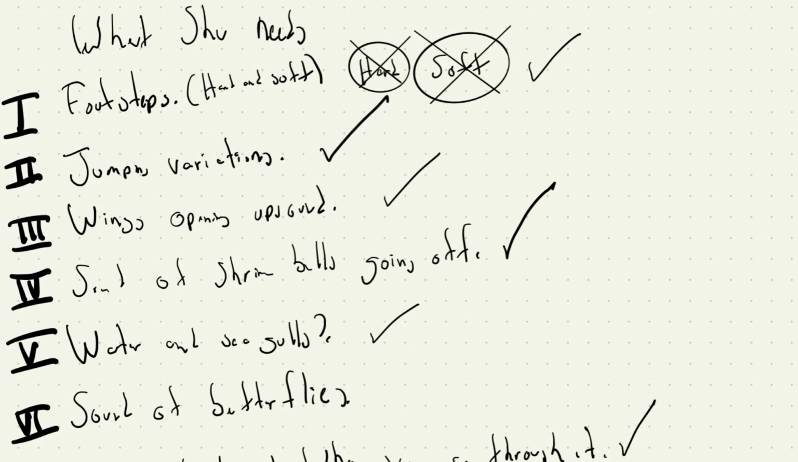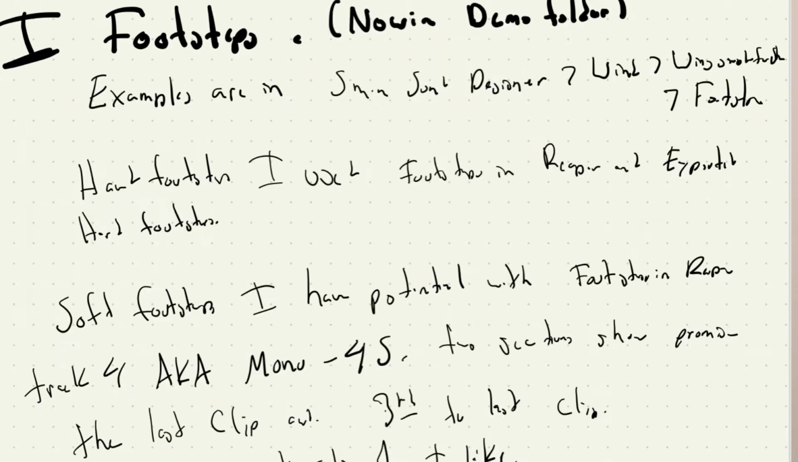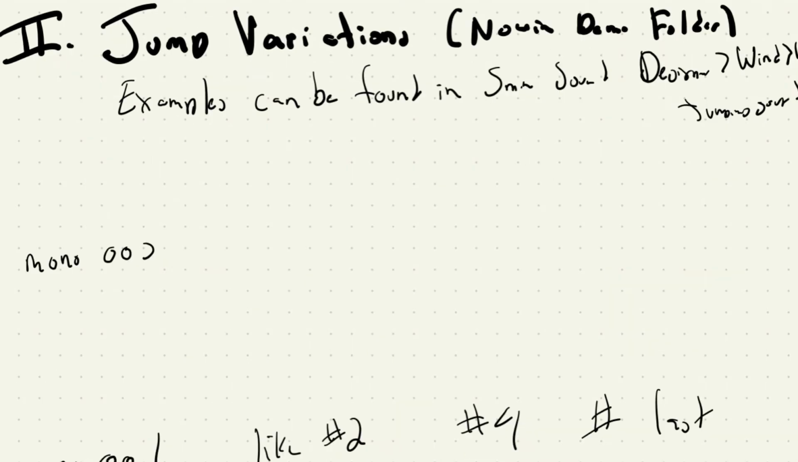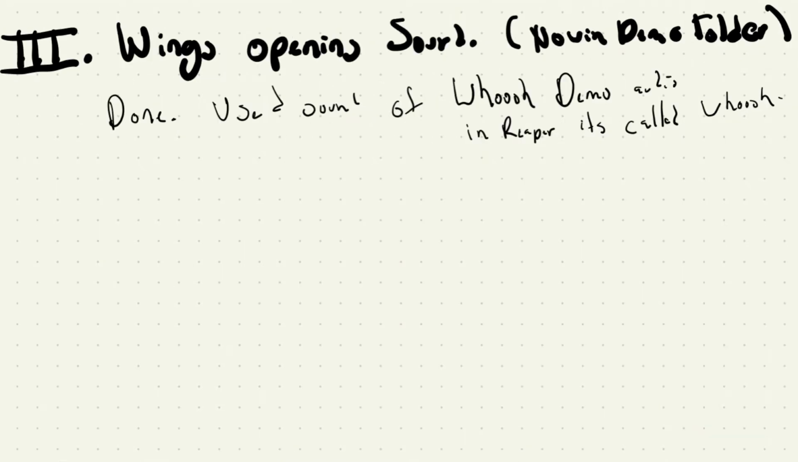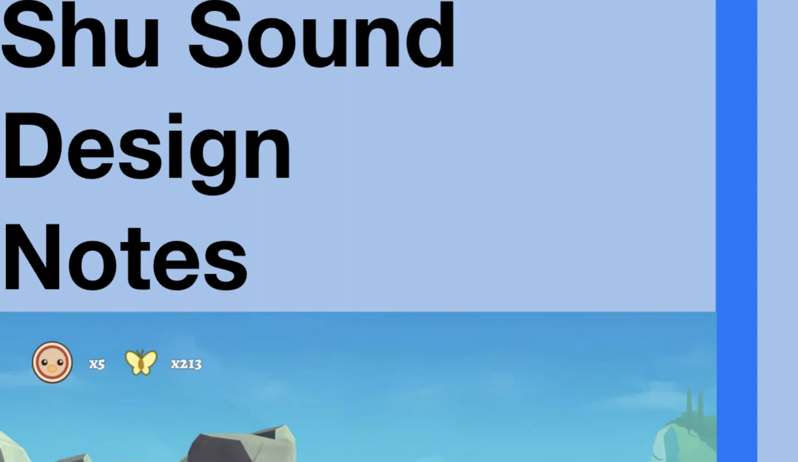And with that separate sheet of paper for each section, I would write down whatever valuable information I needed. This part definitely took the most time, actually creating the sounds. It depends on your skill set and your level. Maybe you already know how to do all of these things, making footsteps and jump variations and sounds of bells and sounds of butterflies. And if you are, that's great. You can just do the work and be done. For me, it was a mix.